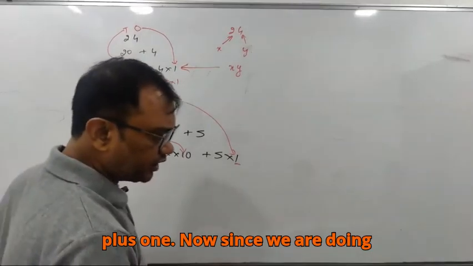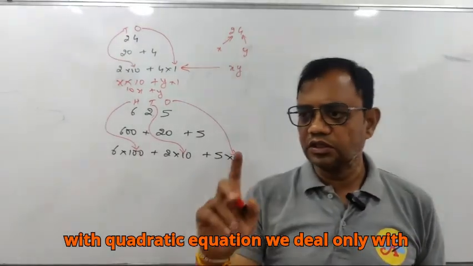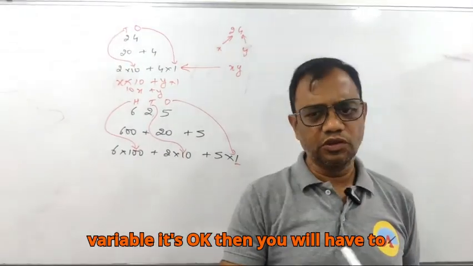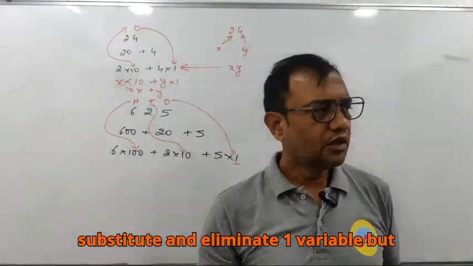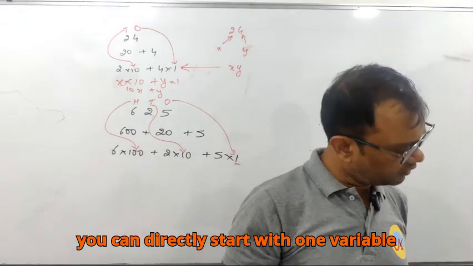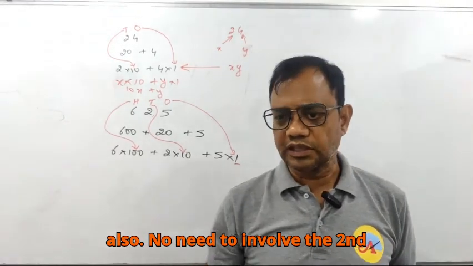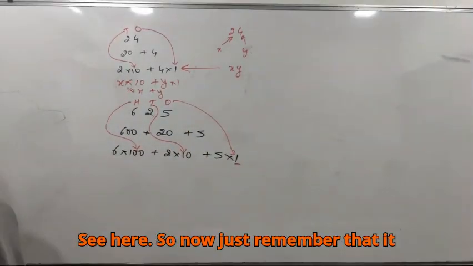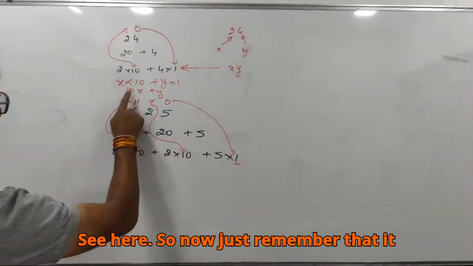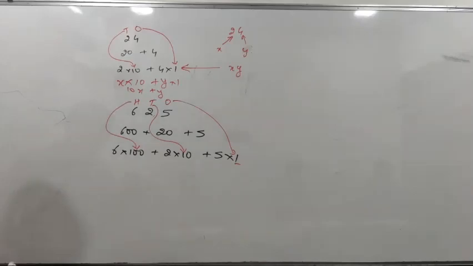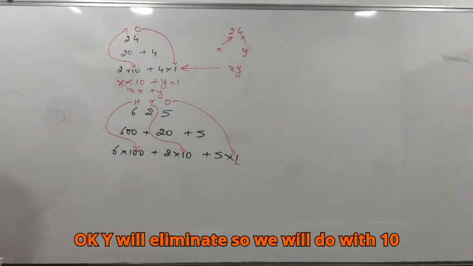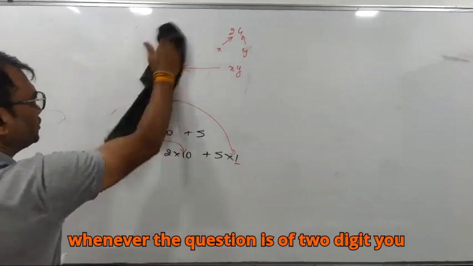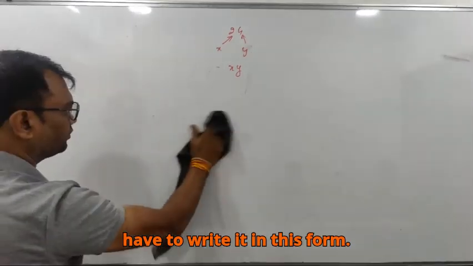Now since we are doing quadratic equation, we deal only with one variable. Even if you do by two variables, it's okay. Then you will have to substitute and eliminate one variable. But you can directly start with one variable also. No need to involve the second variable. So how are you going to do this? See here. Just remember that it will be 10x plus y. Okay, y we will eliminate. So we'll do with 10x plus y. I hope this is clear to you. So whenever the question is a 2-digit number, you have to write it in this form.